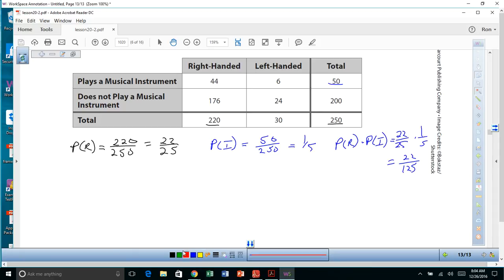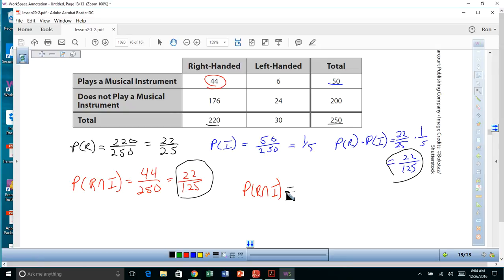Now let's find the probability of right-handed intersection plays an instrument. Okay. Right-handed and plays a musical instrument. That's going to be 44, so that's 44 over 250, which is 22 over 125. So the probability of being right-handed and playing an instrument equals the probability of being right-handed times the probability of playing an instrument.